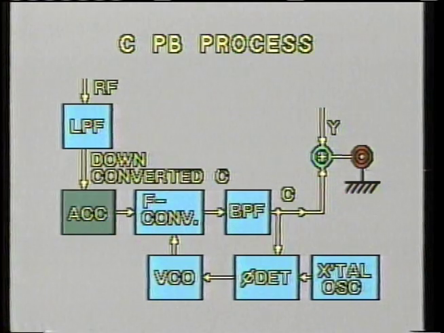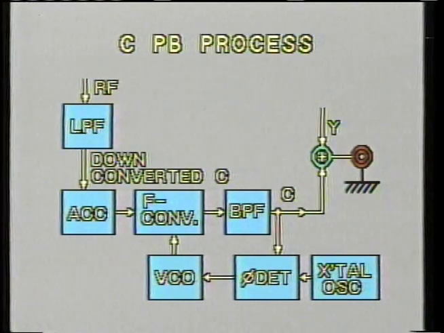The ACC circuit. This circuit performs AGC for the bass and treble in the same way as when recording. The frequency converter. The balanced modulator performs the same function as in the recording circuit.